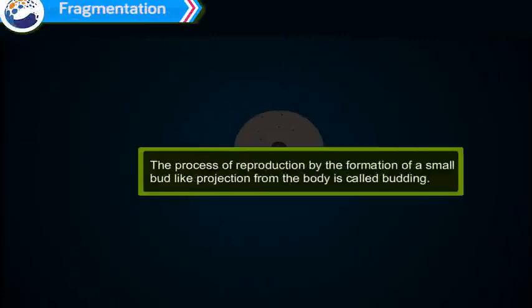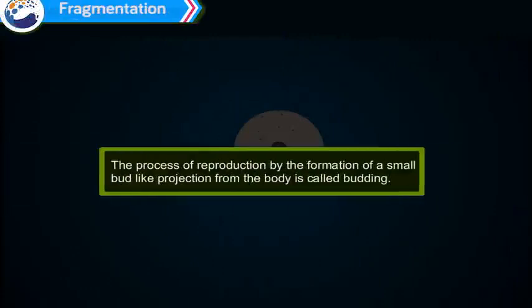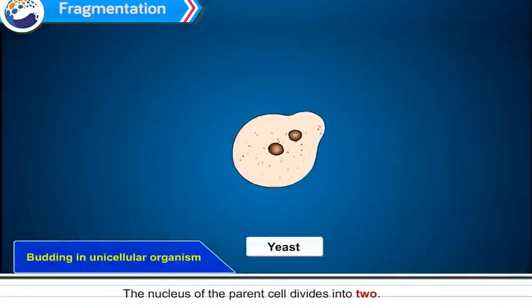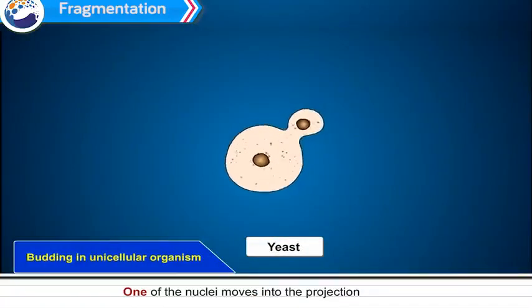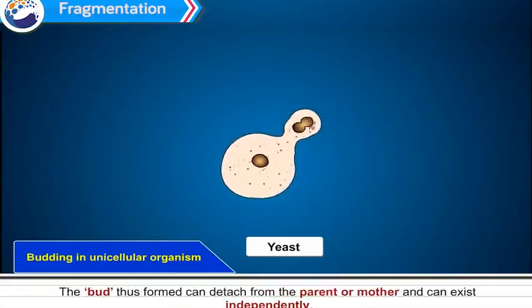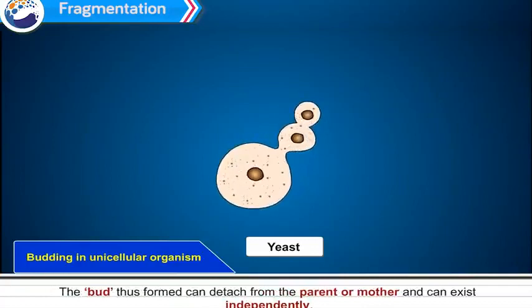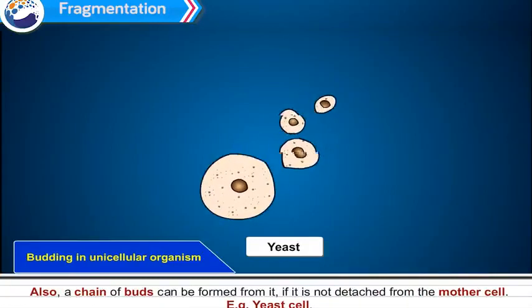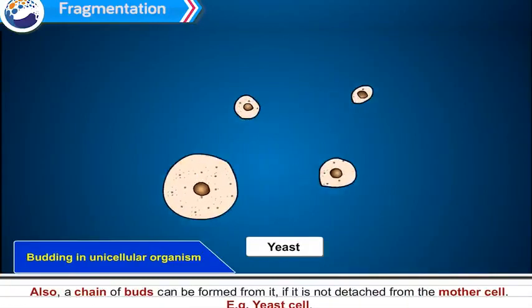Budding. The process of reproduction by the formation of a small bud-like projection from the body is called budding. Budding in unicellular organism. The nucleus of the parent cell divides into 2. One of the nuclei moves into the projection. The bud thus formed can detach from the parent or mother and can exist independently. Also, a chain of buds can be formed from it if it is not detached from the mother cell. Example, yeast cell.